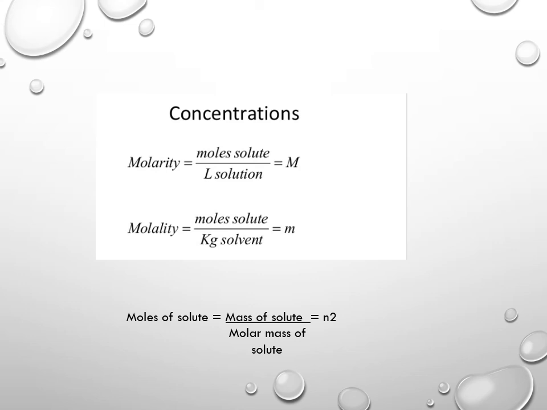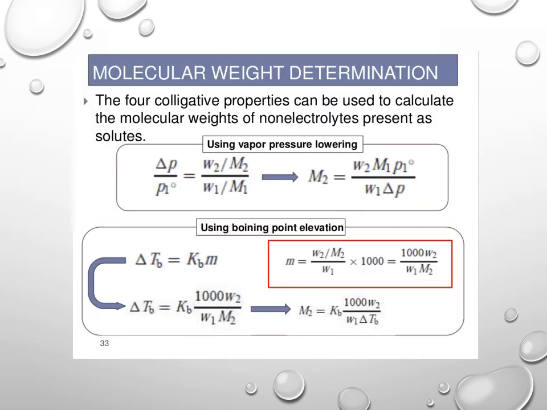Now, just for your remembrance, the formulas we have done up till now. Molarity we know is moles of solute dissolved in a liter of solution. It is denoted by capital M. Similarly, molality is moles of solute in a kg of solvent. It is denoted by small m. And how do you find moles? Moles is mass of solute in grams upon molar mass of solute. Normally, we take it as n2. You can make a note of all these formulas in your book.